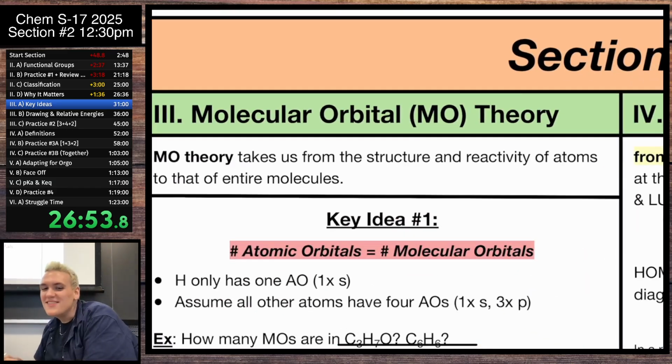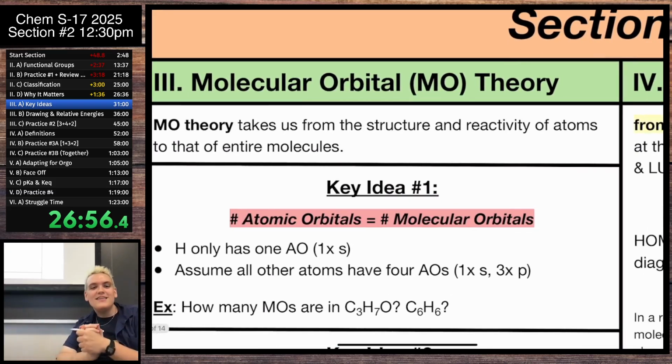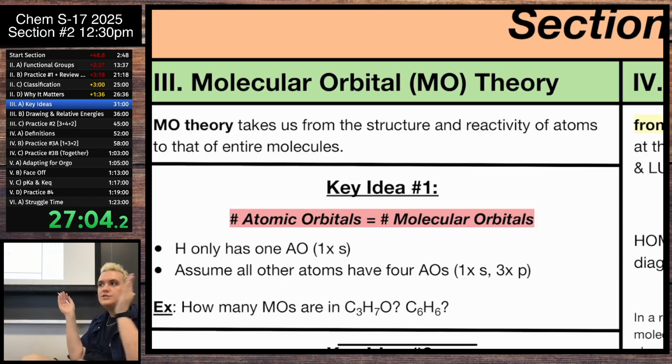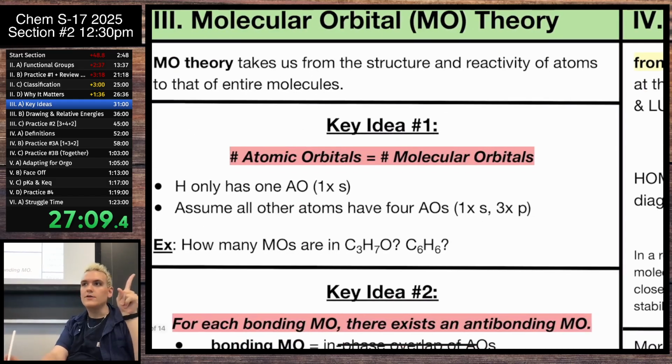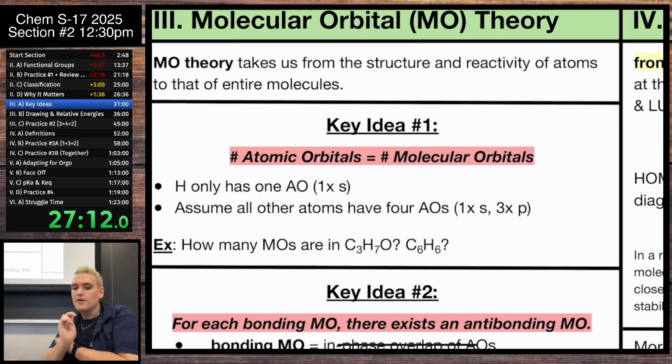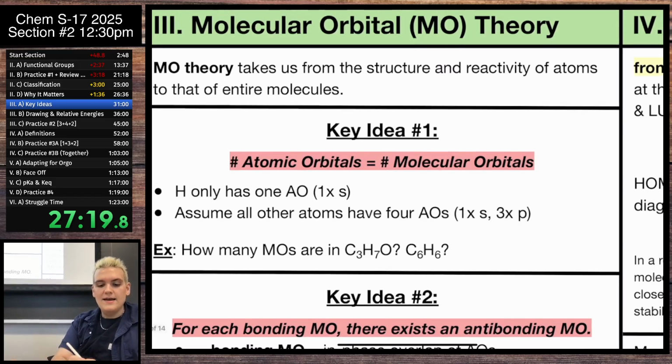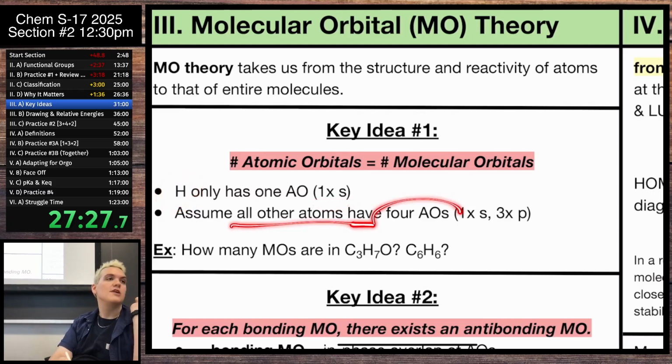So let's talk about MO theory. MO theory takes us from Gen Chem atomic level to actually how our whole molecule is reacting, which is going to be important. I'm going to start off with two key ideas. First key idea: the number of atomic orbitals for a molecule equals the number of molecular orbitals for a molecule. So if we can calculate our number of atomic orbitals, we know how many molecular orbitals we should have. Our rule is that a hydrogen has one atomic orbital associated with it, just an S. And then assume all other atoms have 4 atomic orbitals associated with them, an S and 3 Ps.